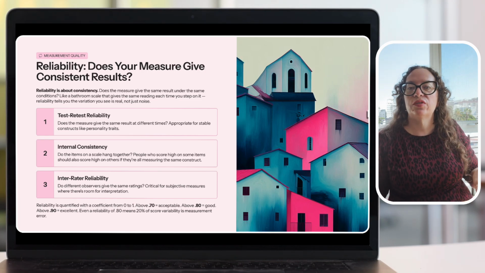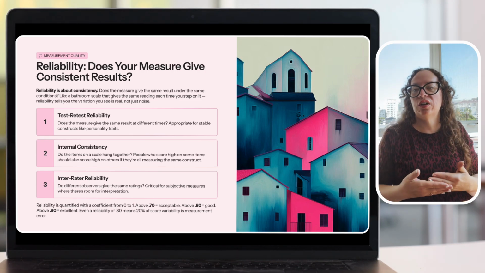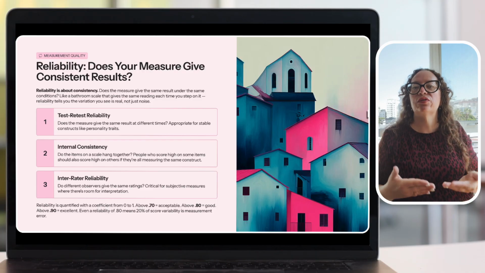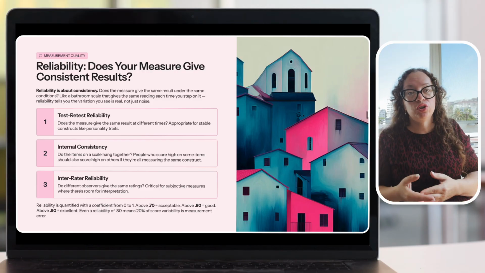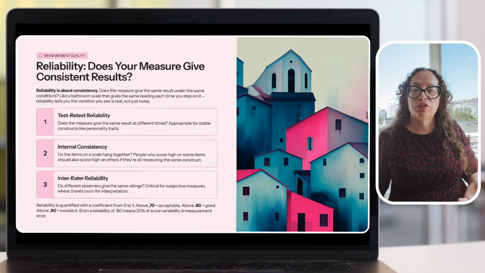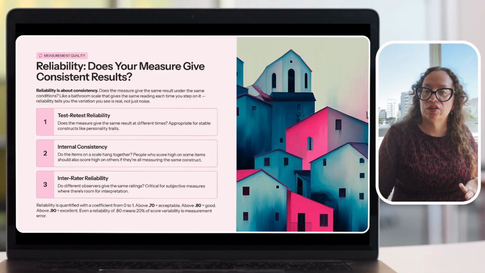So what does reliability of, say, 0.80 mean? It means that 80% of the variability in score reflects real differences between people, and 20% is measurement error or noise. That's important. Even good measures have noise. So even with a reliability of 0.90, 10% of the score variability is error.